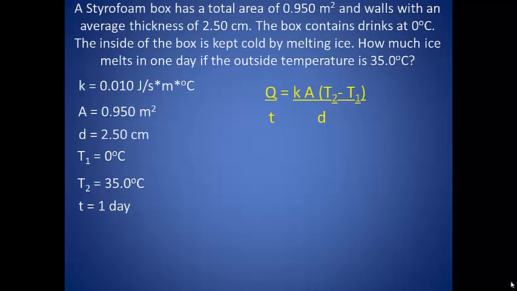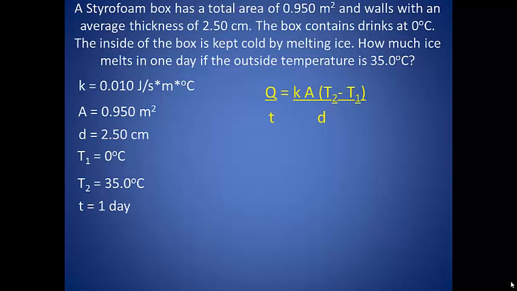Okay, what do we know here? Our area is 0.950 square meters, and the walls are 2.5 centimeters thick. The ice starts at 0 degrees Celsius and ends at 35 degrees in one day. We can look up the thermal conductivity constant for styrofoam, and that turns out to be 0.010 joules per second times meters times degrees Celsius.